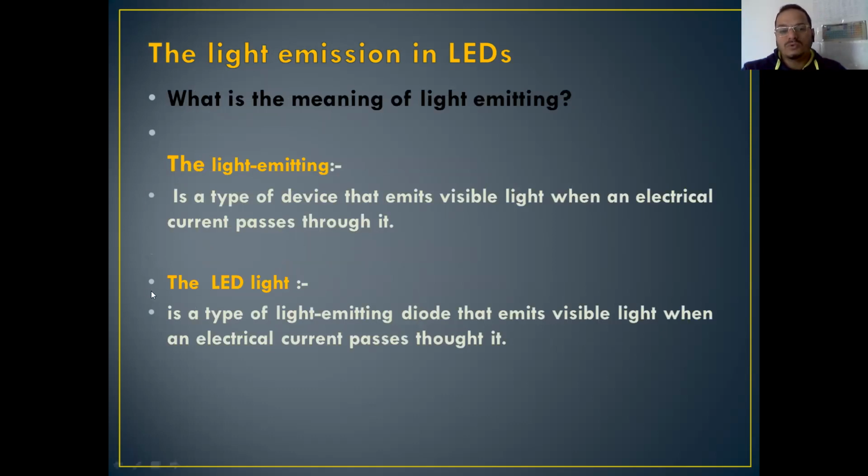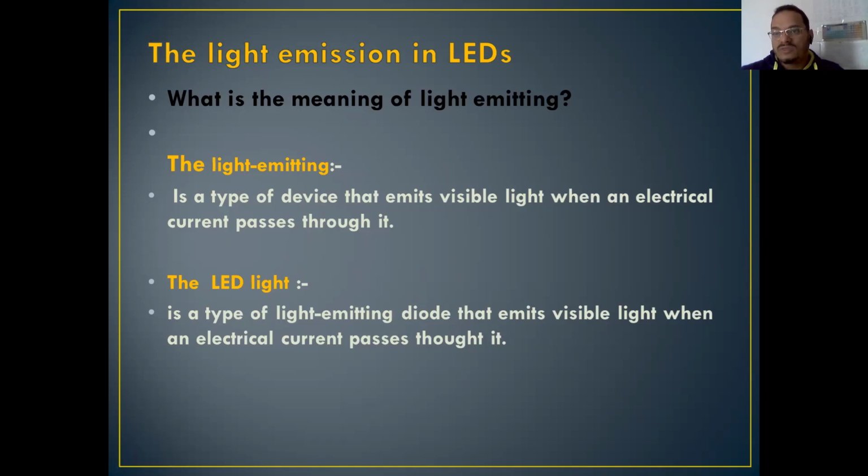Now we will do a simple comparison between light emitting and the LED light. What is the difference between them? Here is a type of device that emits visible light, like the ordinary light, heating, and after that light, this device that emits visible light when an electric current passes through it. The LED light is a type of light emitting diode. This is a very important difference. A light emitting diode emits visible light when an electric current passes through it.